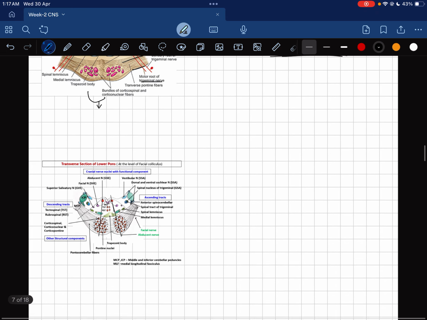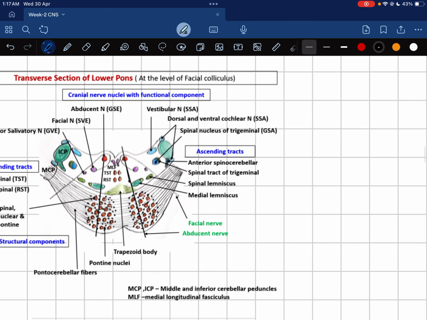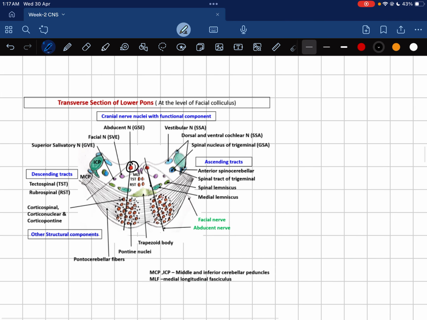Moving on to the sections. In this section, we can also see the abducent nucleus, facial nucleus, and the superior salivary nucleus, and also there is a trigeminal nucleus. This is a trigeminal nucleus.